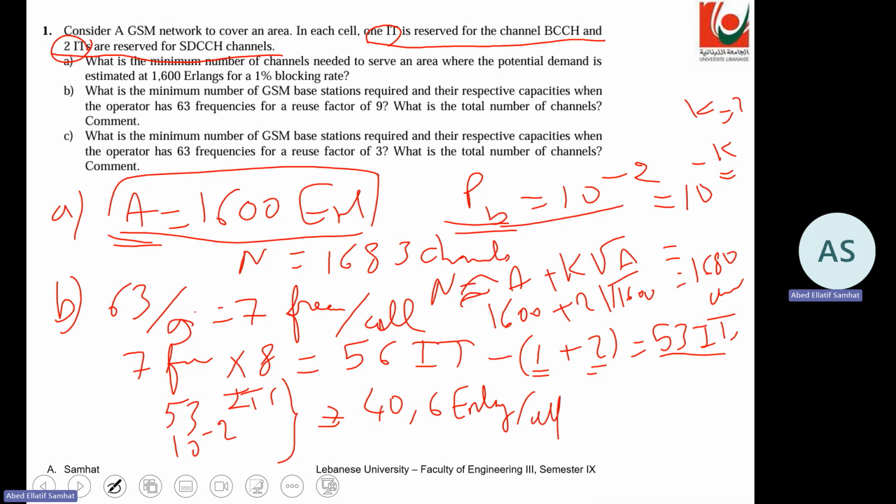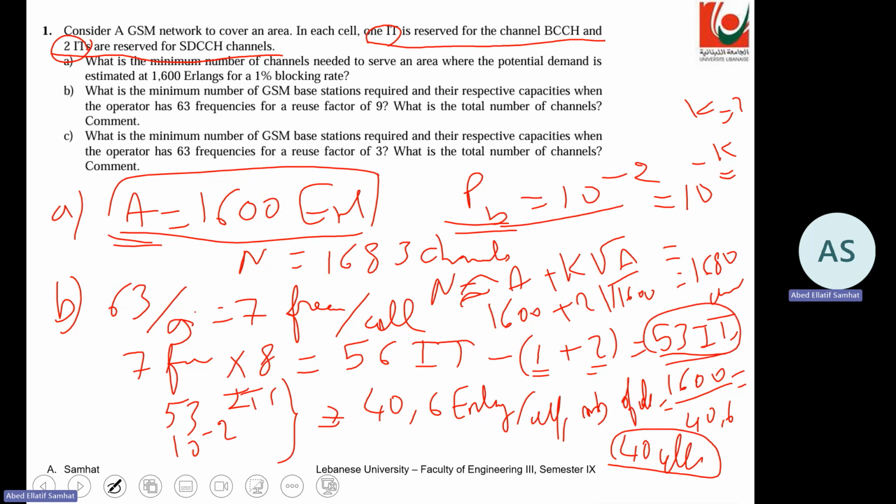So in this case, if you want to find the number of cells, it will be the total traffic over the capacity of each cell. And in this case, we need around 40 cells. Okay, in this case the 40 cells, and in each cell we have 53 physical channels.